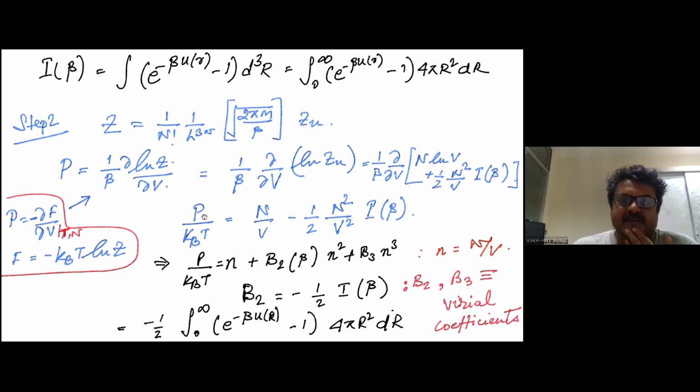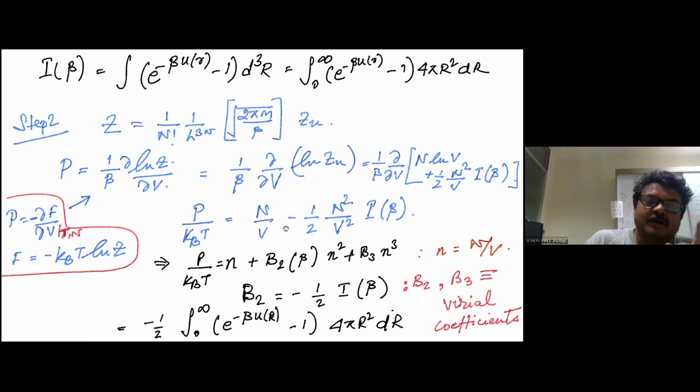And if you take the derivative, then the β you take to the left-hand side of the equation, and that becomes P by k_BT equal to N times the derivative of ln V with respect to V, which is 1 by V, minus (1/2) N squared by V squared, because taking a derivative of 1 by V we get a minus sign, times I(β). So now we have an equation of state in terms of the integral of a two-particle potential function. It's just a two-particle potential function, much simpler than this.